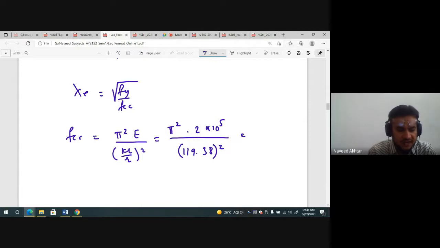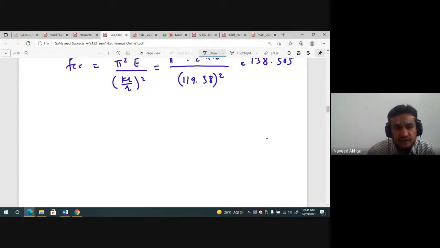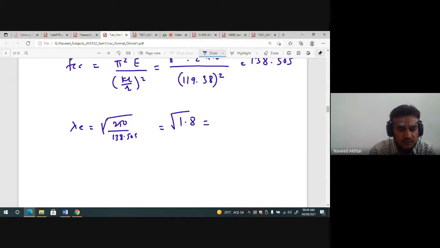So pi square into 2 into 10 raised to 5 divided by 119.38 square. FCC is coming 138.505. If I write this value in lambda e, it is equal to under root of Fy, 250, divided by 138.505. So that is 1.8, and under root of 1.8 will be 1.34. So lambda e will be 1.34.